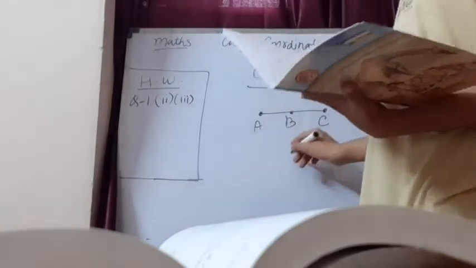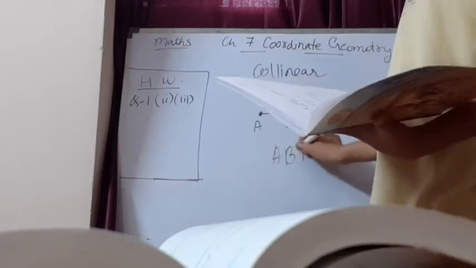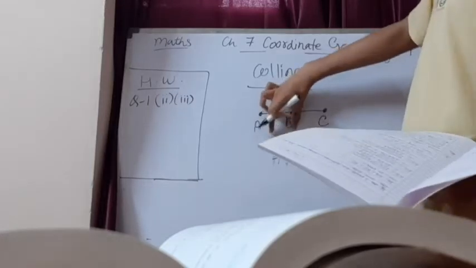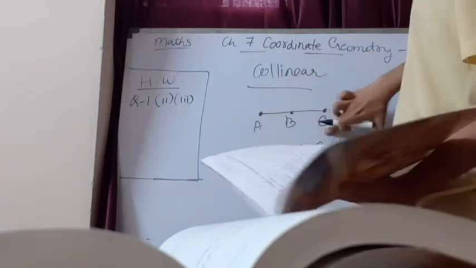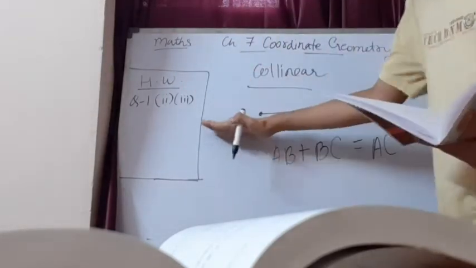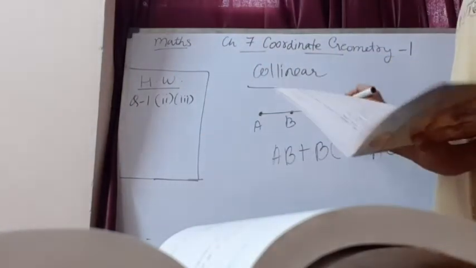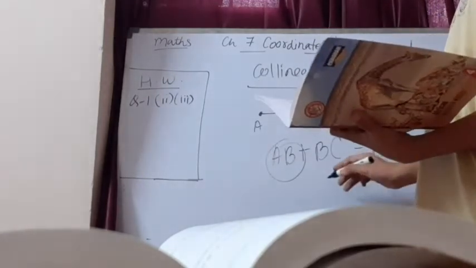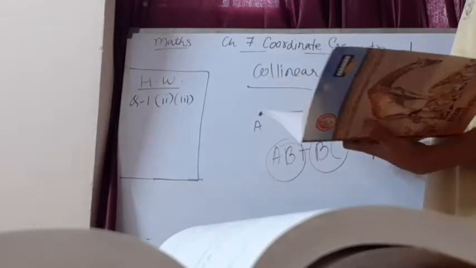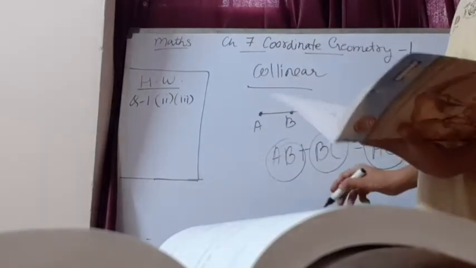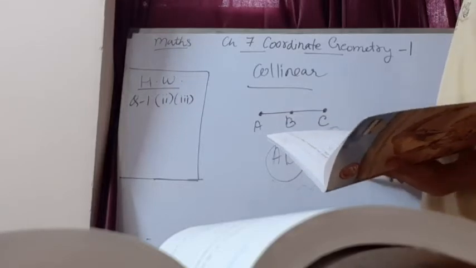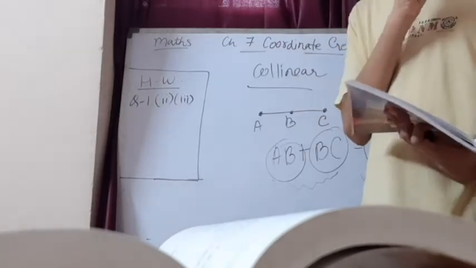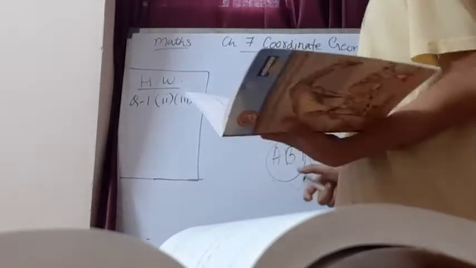If they are collinear, can't I say that AB plus BC is equal to AC? Yes, this AB plus BC will be equal to the whole AC, because these points are making the complete line segment. So first I have to find the distance of AB, then the distance of BC, and then the distance of AC. If the sum of AB and BC is equal to the distance of AC, then only we will be able to say that they are collinear. Okay, so let's execute our plan now.